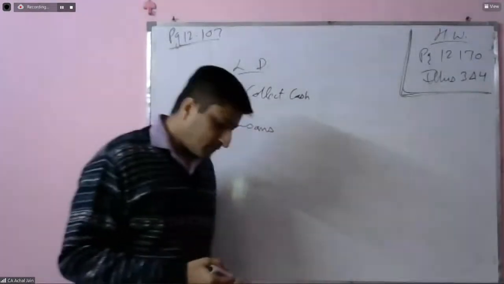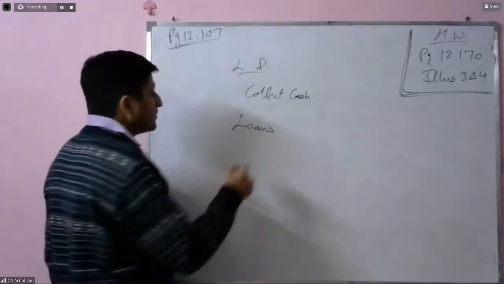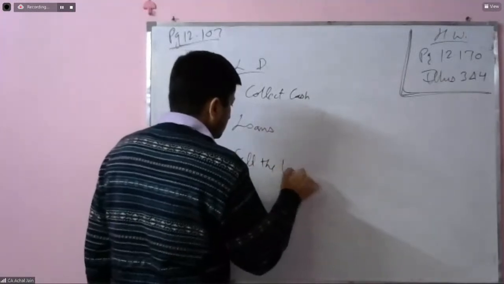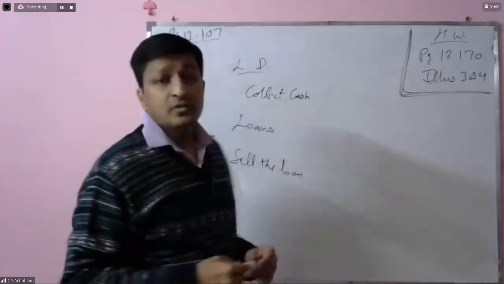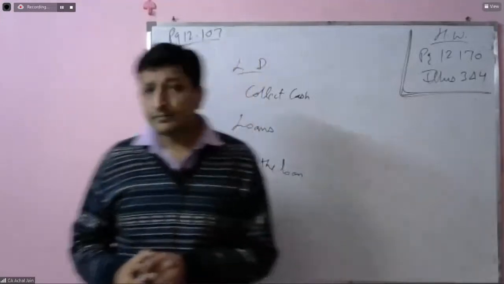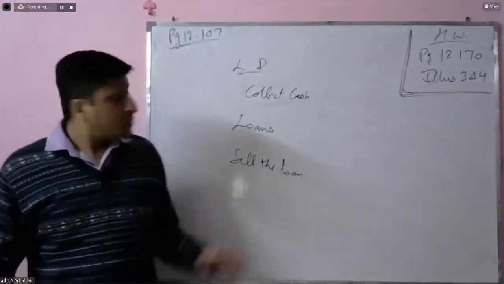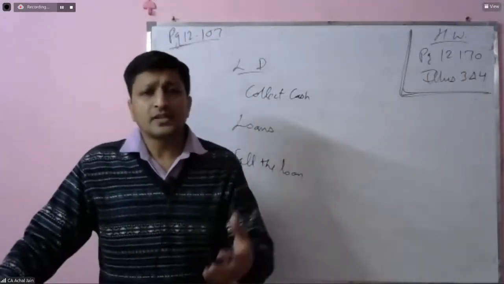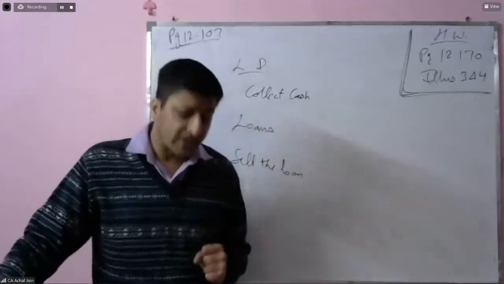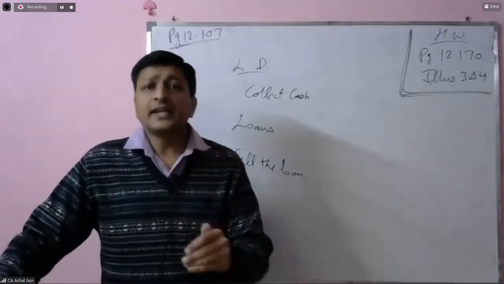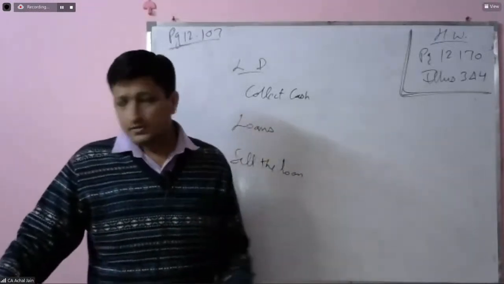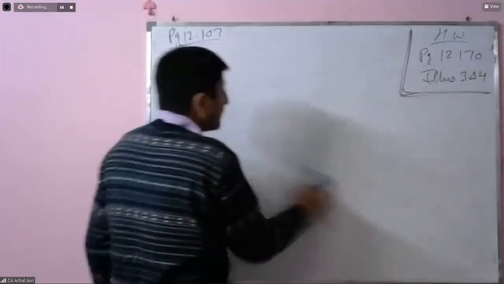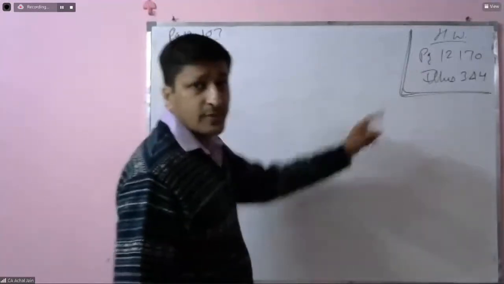Or maybe when you sell the loan, you will derecognize them. Correct? These are all the same sort of transactions which fall under derecognition of financial assets. But derecognition has something more than this. Let's understand what that something more is. I'm hoping that you would have noted down the homework. So I'm just clearing this part.